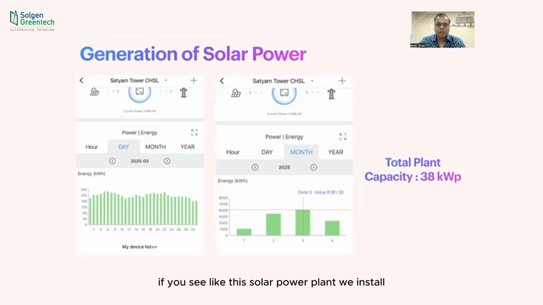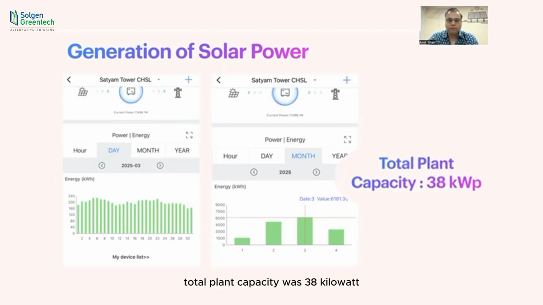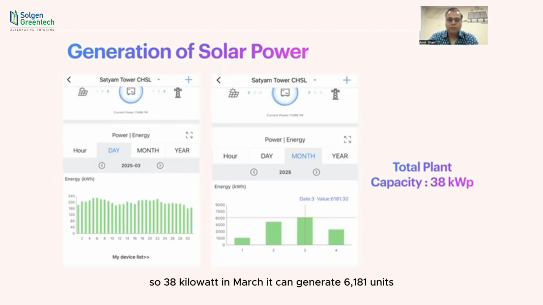If we look at the solar power plant we install, you can see every day's generation and every month's generation. In this scenario, there is one more society, wherein I have shown the generation for the month of March 2025 in the left hand side image, and on the right hand side image you can see the total for the month of March. The total units generated were 6,181 units, whereas the total plant capacity was 38 kilowatt. So a 38 kilowatt plant in March can generate 6,181 units.